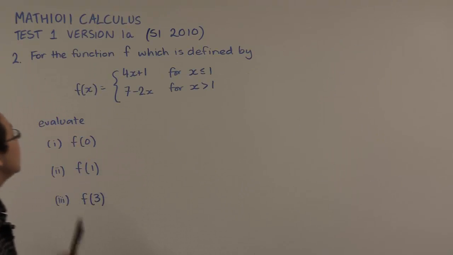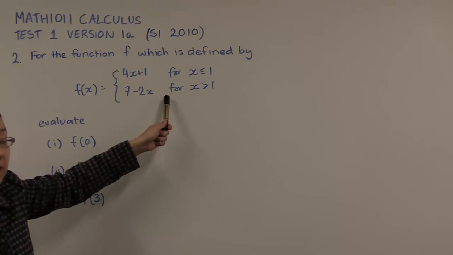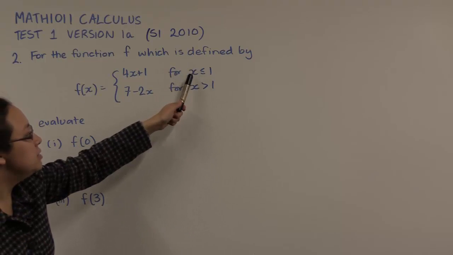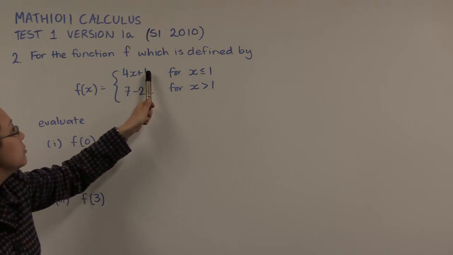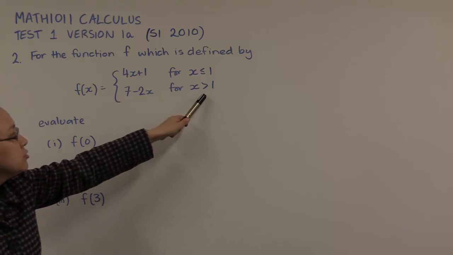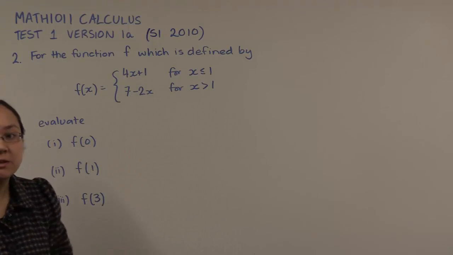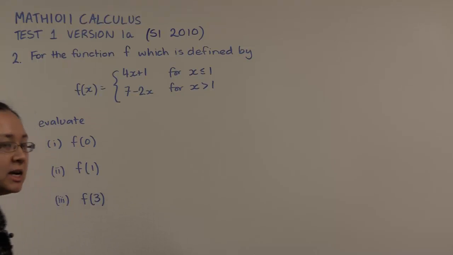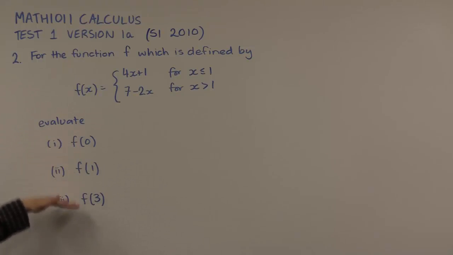Question 2 gives us a split function here. So for values of x less than or equal to 1, we use this rule, 4x plus 1. For values greater than 1, we use the rule 7 minus 2x. And it's just asking us to evaluate the function at particular values of x.